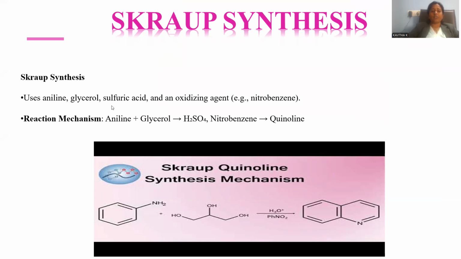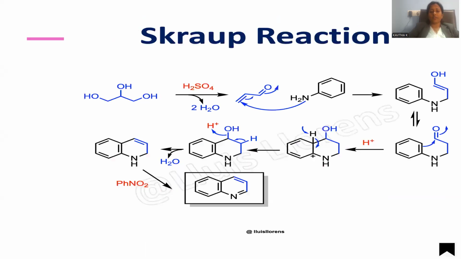Aniline, glycerol, sulfuric acid, and an oxidizing agent like nitrobenzene together work in order to originate quinoline as the final product. The starting material is aniline, treated with glycerol in the presence of sulfuric acid and nitrobenzene, giving rise to quinoline as the final product. Aniline is benzene having NH2, and glycerol is a trihydroxy compound. Nitrobenzene is taken as a solvent medium upon heating, and that gives a high yield of quinoline as the final product, right?